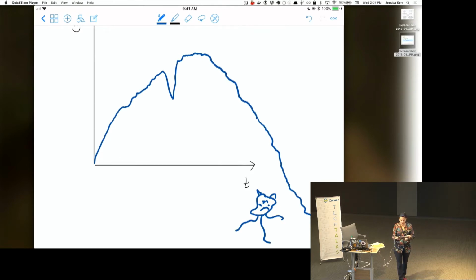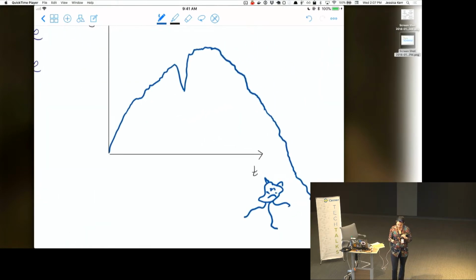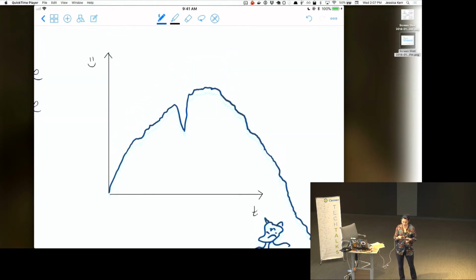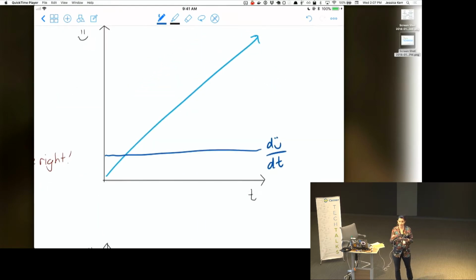So your exercise next is to draw a zombie that's better than that one. This should not be a challenge. Right. So really, not only is the value over time not constant, but it really does turn negative if we're not constantly working and paying attention to the software. So that's the first thing that's crap. But everything else about this graph is also crap.